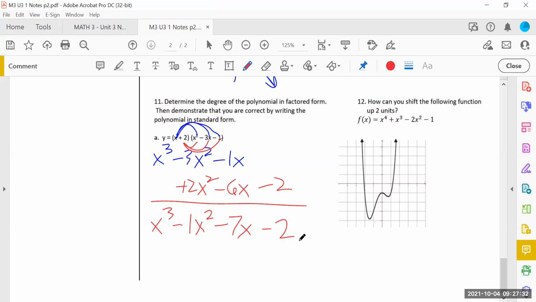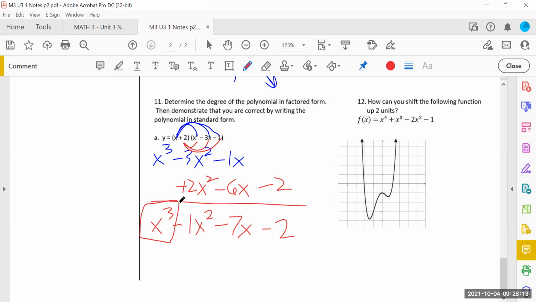Now, that didn't take too long, but it was several steps. Do I need all of that? Or what is the only piece of that that I need? The x cubed part, right? Anybody have an idea of how I could find that without multiplying it all the way out? Yeah. So it's the two factors. Which piece do I take from each factor?